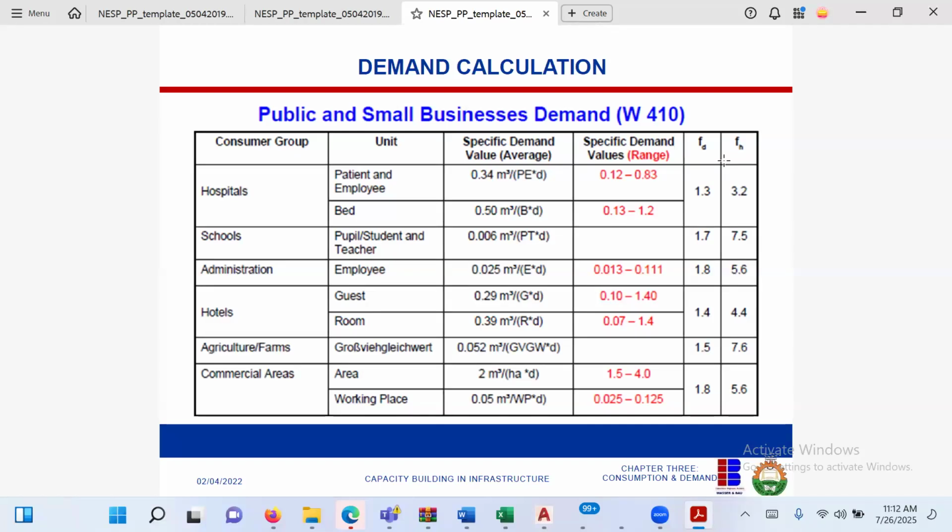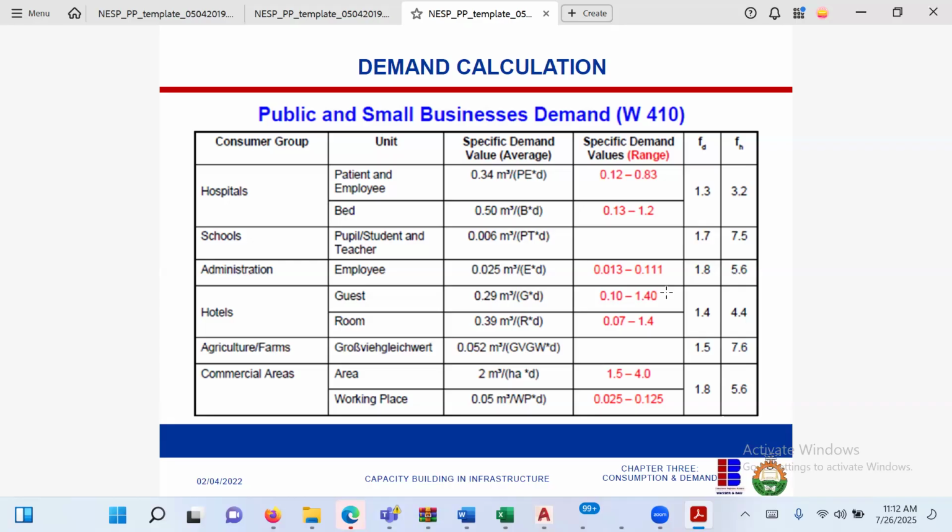But then when you go to hotels, they can use as much as 290 liters per capita per day, per person per day, or per guest, as they put it here. 290 liters per guest per day. Remember, 1,000 liters is 1 cubic meter. That's why I'm ignoring this cubic meter. And the range is between 100 and 140 per guest.